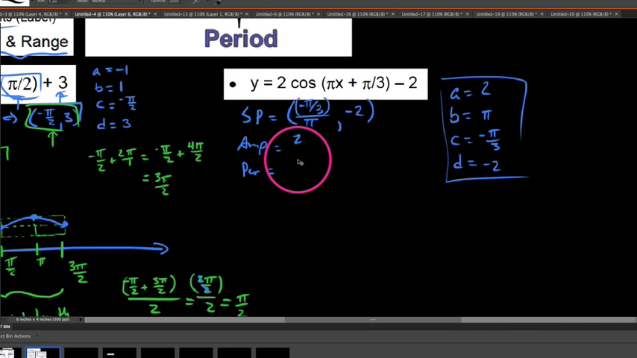Better put that under period. I actually got a little ahead of myself there. We say 2 pi over B over pi. Period is 2. We need to find the amplitude. But hey, the amplitude is just the absolute value of our A value here. So we say the absolute value of 2 is 2.